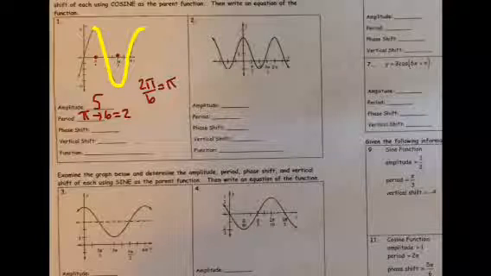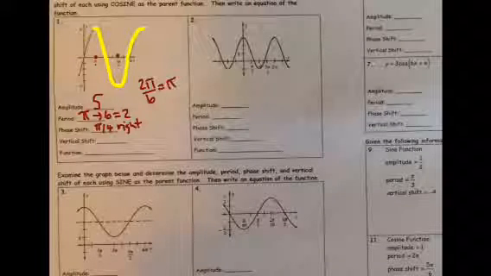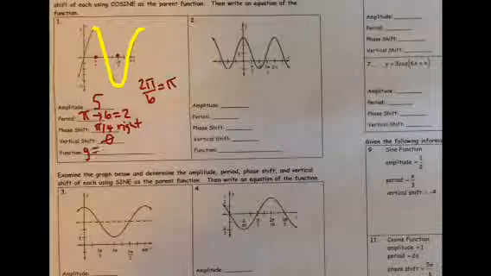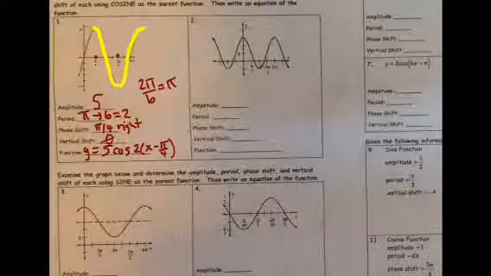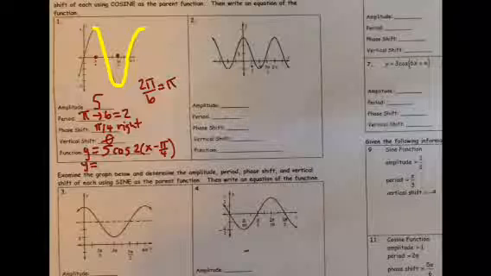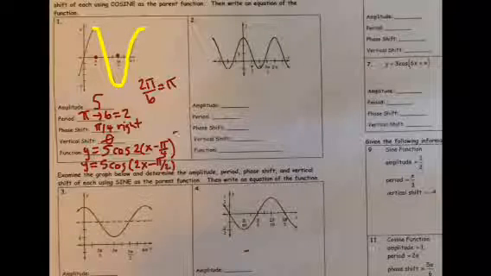Phase shift, it's pi over 4 to the right. Vertical shift or vertical translation, none. So the function would be y equals 5 cosine of 2x minus pi over 4. And then you could also write the 2 inside the parentheses, inside the argument. So it would be y equals 5 cosine of 2x minus pi over 2 when you distribute the 2. So either one of these is fine.